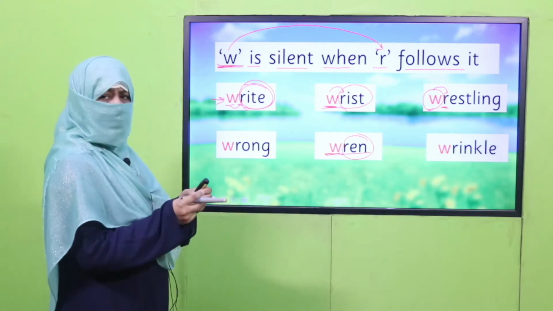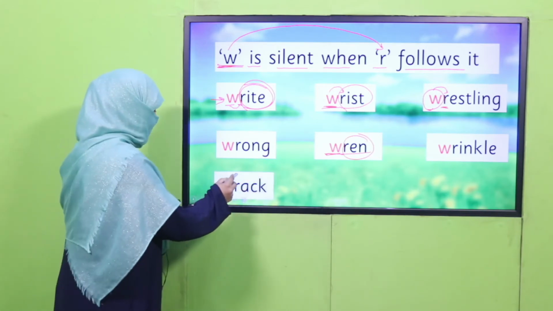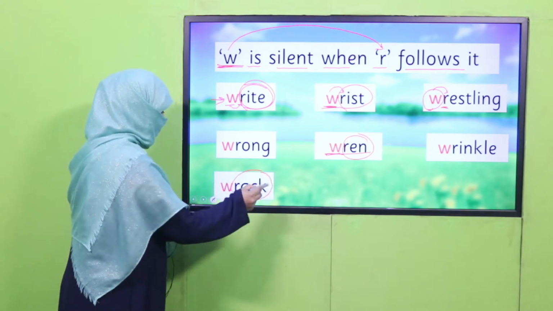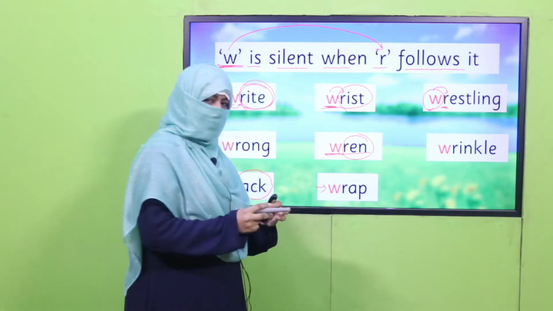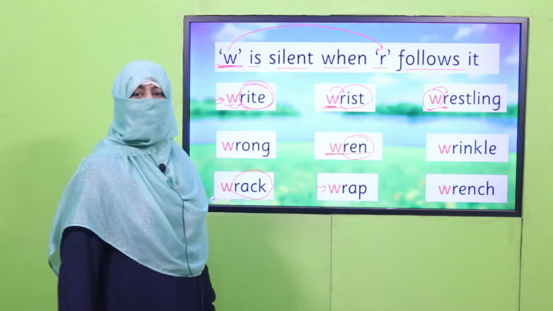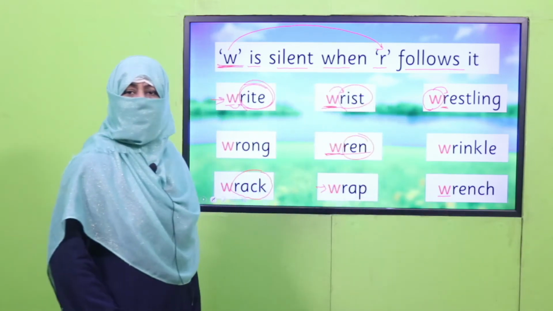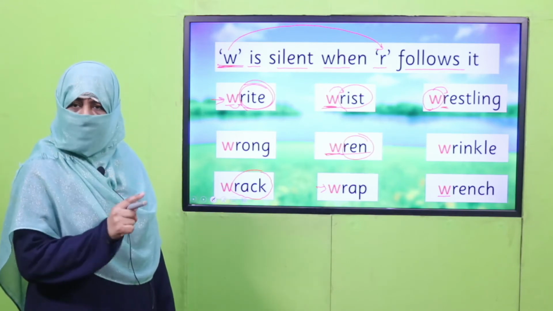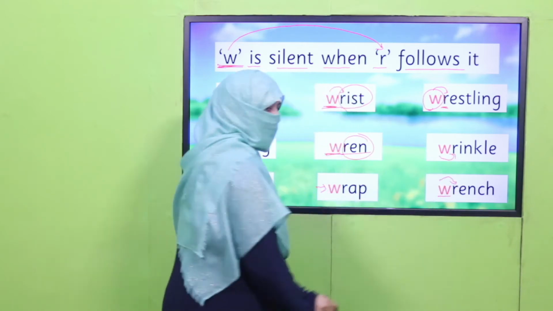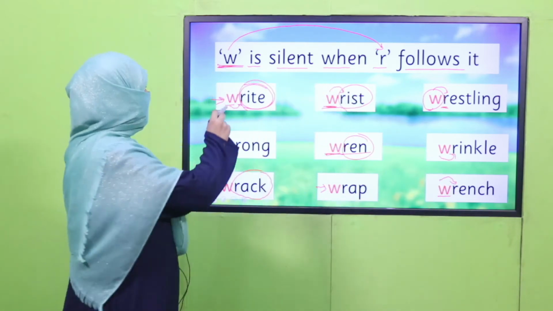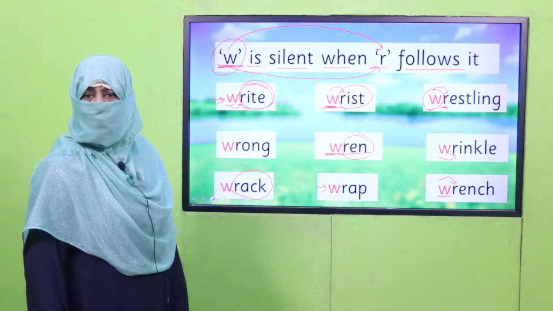Wrinkle, you know, when you crush something, there are wrinkles there. Wreck means something which is ruined, wreck. Wrap, you wrap something in a sheet or something, so that's wrap. And wrench, it's a tool, you know. So all these words are written with W, but this W is silent over here. Why? Because all the W's are followed by R. You got the rule? Whenever W is followed by R, this W will be a silent letter in that word.